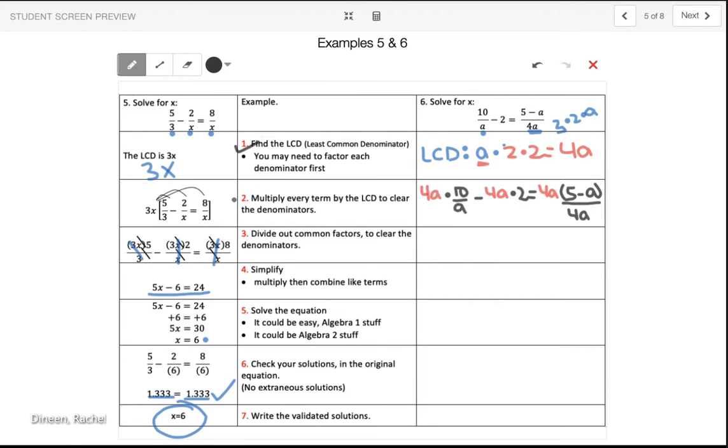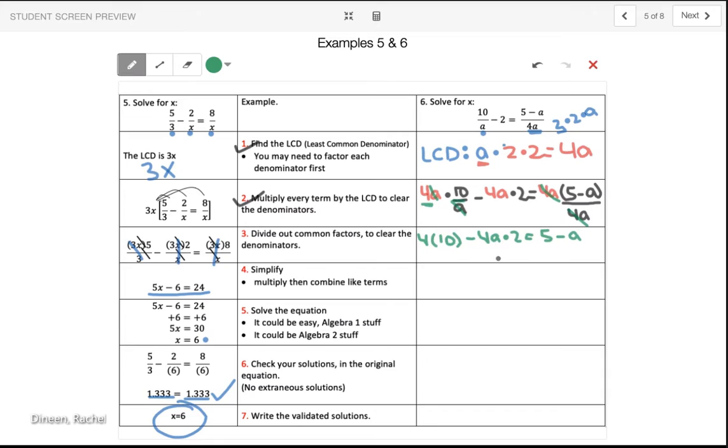Did step 1, did step 2. Now I'm on step 3 and I'm going to divide out common factors to clear the denominator. So a divided by a is 1. 4a divided by 4a is 1. So I have 4 times 10 minus 4a times 2 equals 5 minus a.